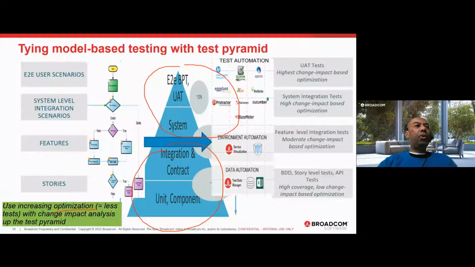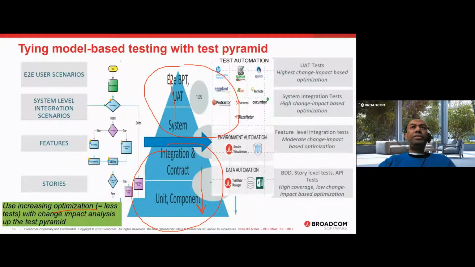So you can control exactly what level of optimization you want, and typically we recommend very high levels of optimization up here and lower levels of optimization here, which means that you're doing more thorough testing at the bottom part of the pyramid and less thorough testing at the top of the pyramid.